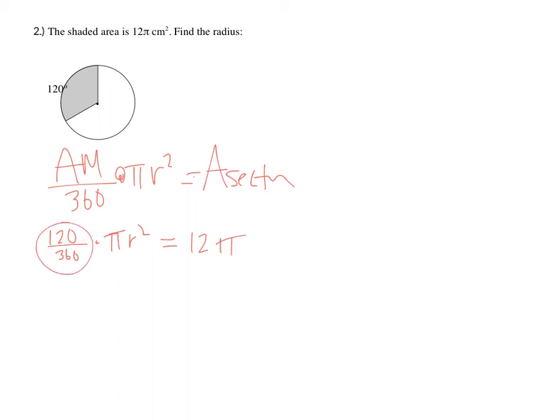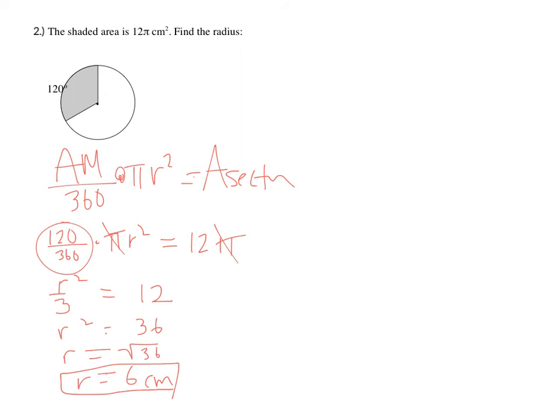Let's start by reducing this, so 120 over 360, that's just 1/3. Right away I noticed I can get rid of these two pi's, so I've got 1/3 r squared, or just r squared over 3, is going to equal 12. Let's multiply by 3 on both sides, so we get r squared equals 36. Take the square root of both sides, so r is radical 36, or r is 6. My radius is 6 centimeters.